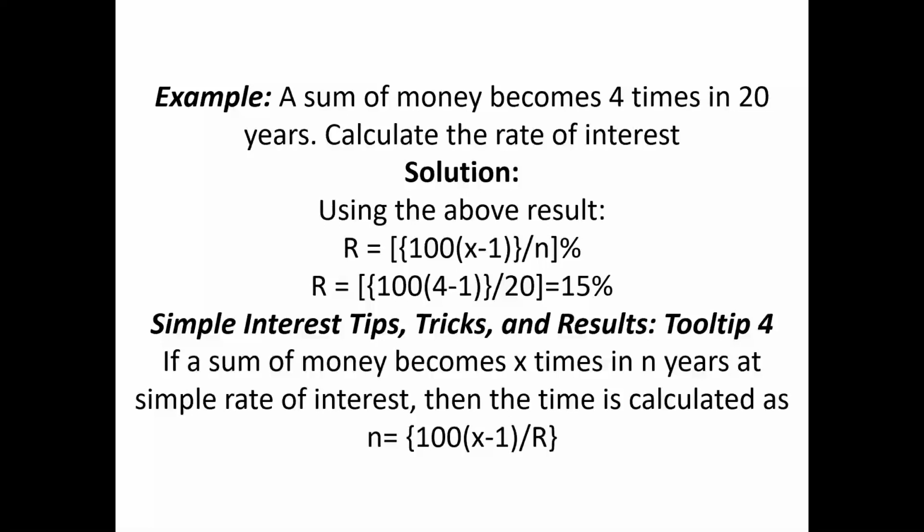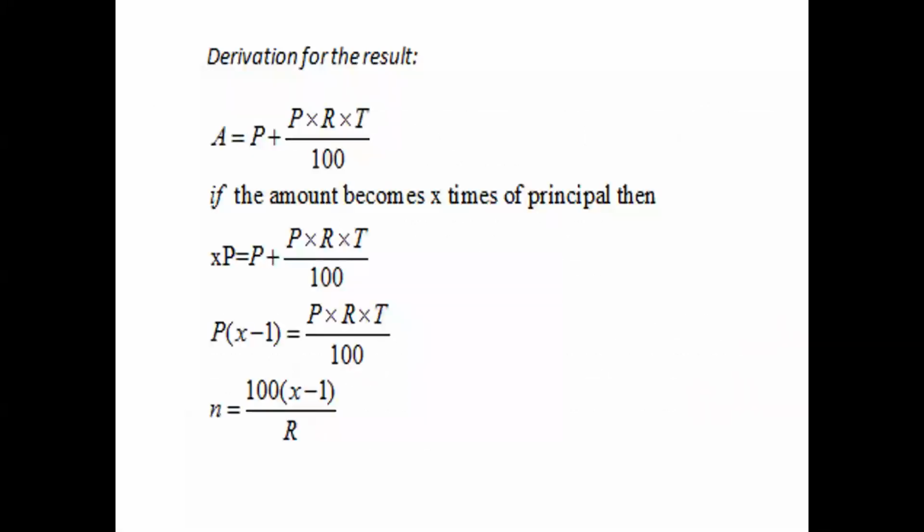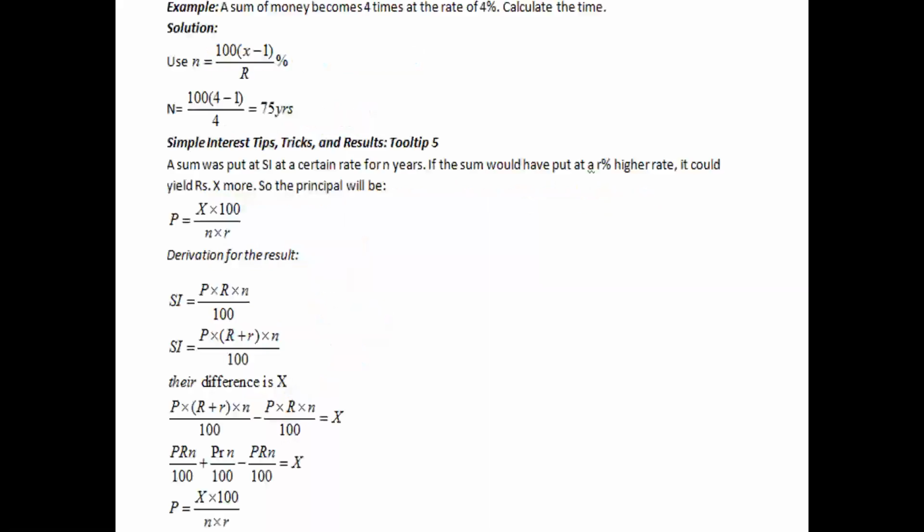Again, if the sum of money becomes x times in n years at simple rate of interest, then the time is calculated as n equal to 100 of (x minus 1) by r. Using the derivation, A equal to P plus PRT by 100. If the amount becomes x times the principal, then xP equal to P plus PRT by 100. That is P of (x minus 1) equal to PRT by 100. That is n equal to 100 of (x minus 1) by r.